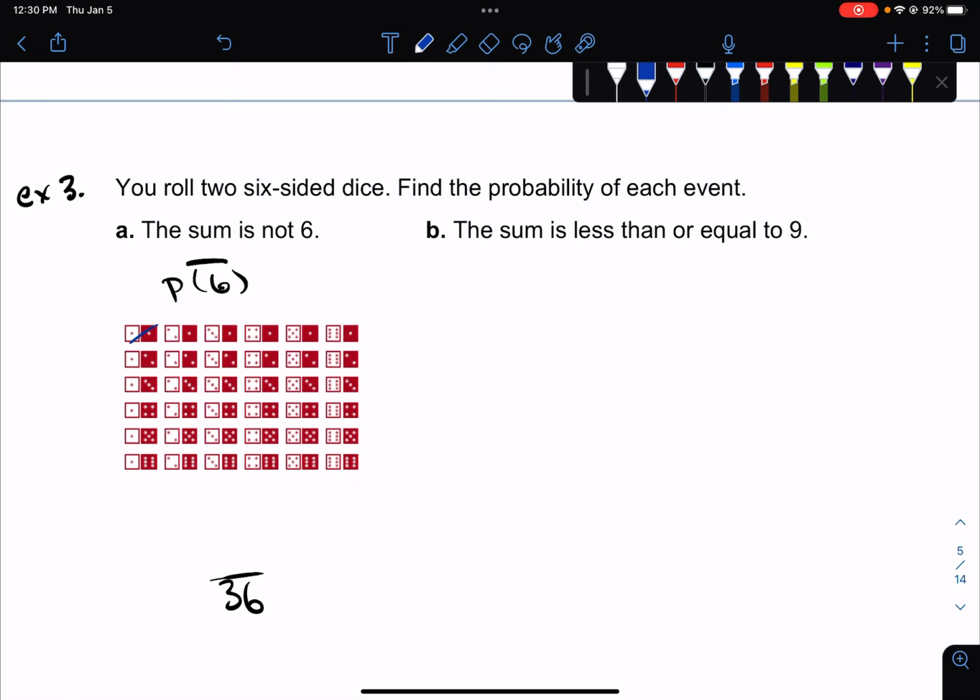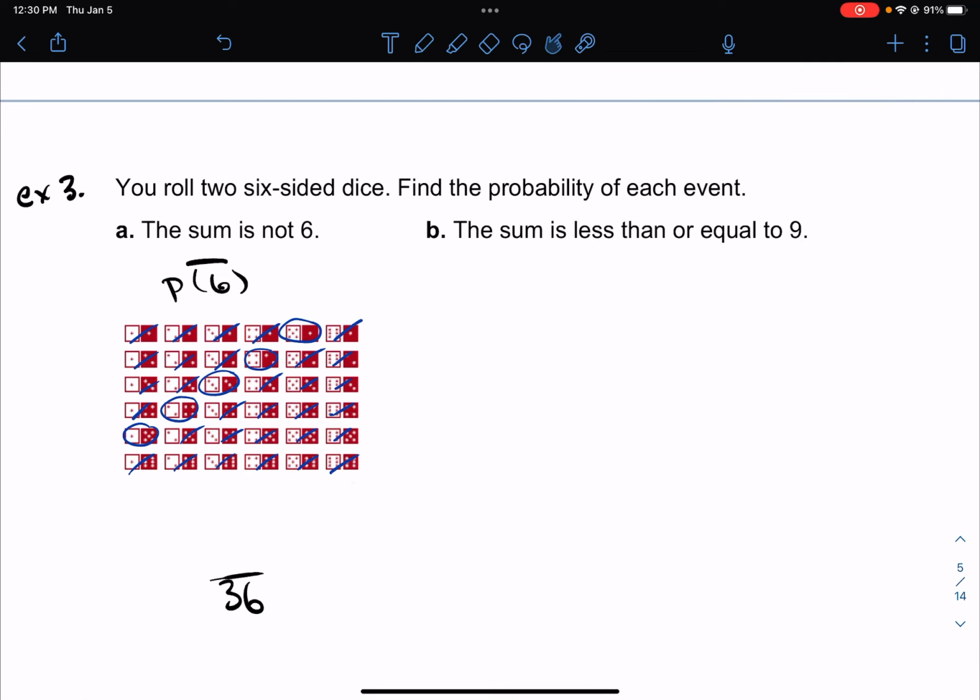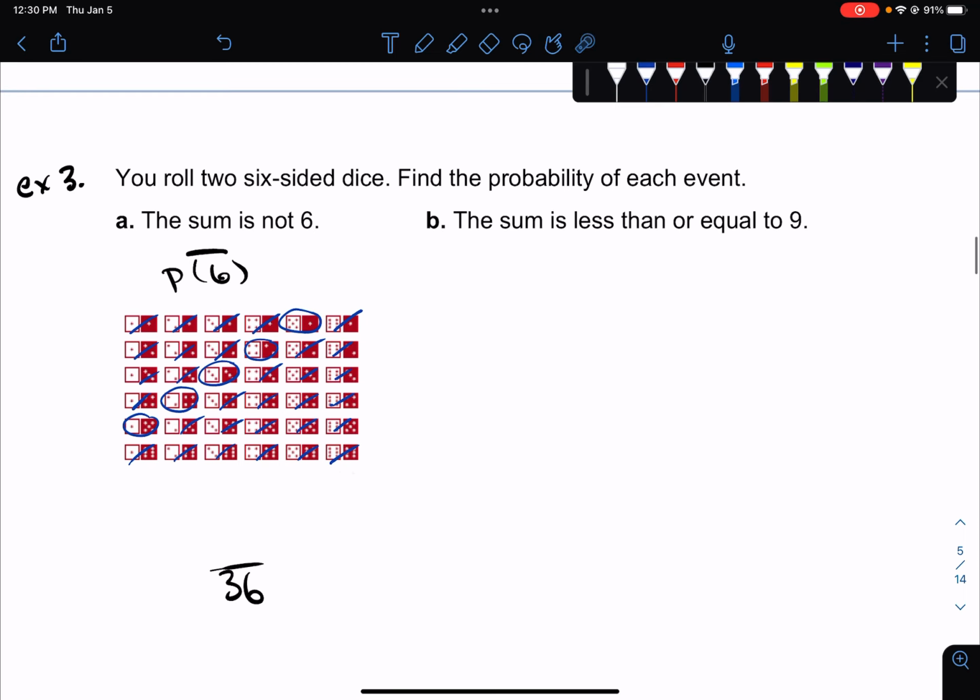This doesn't add up to 6, or that one, or that one, or that one. This one does add up to 6. That one doesn't. Doesn't, doesn't, doesn't, does, doesn't, doesn't, doesn't, doesn't, does not, doesn't, does not. This one does. These do not. This one doesn't. Okay, so when I look at this list, there are, let's see, where's my highlighter?